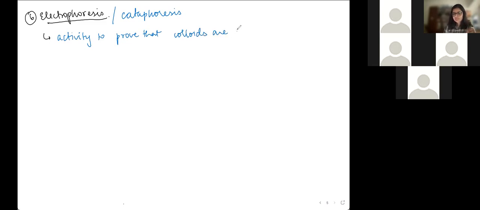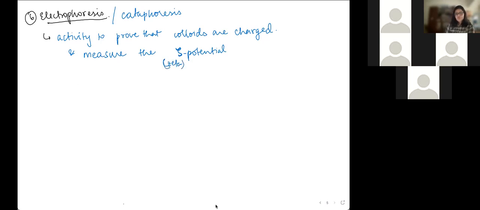So to prove that colloids are charged, you can use this particular activity, by measuring the speed of the movement to measure the zeta potential. Ki kitna charge hai, how strong is that charge separation there. So zeta kind of looks like this. Or you can just write zeta potential.